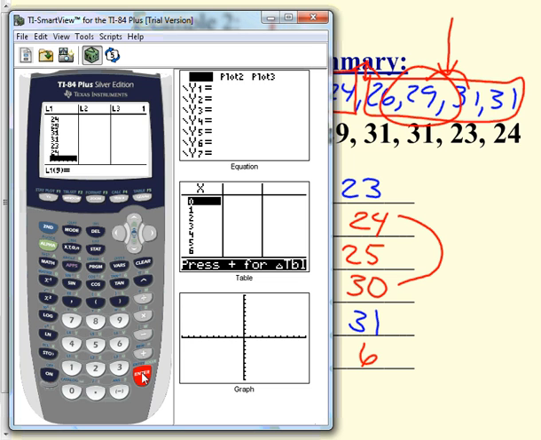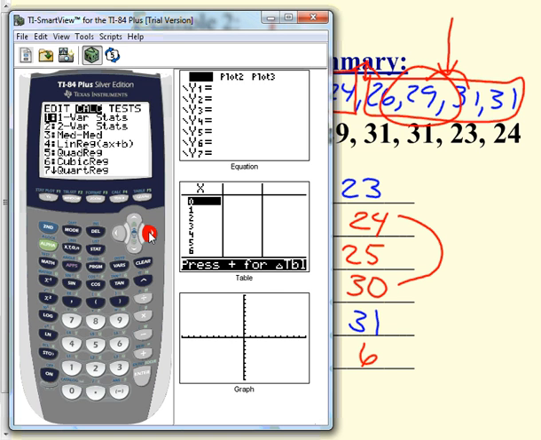Okay, now that I got all my numbers in there, here's what I can do to try to get my 5 numbers. I go under Stat again, and then I go under Calculate. I arrow over to the Calculate menu, and then One-Variable Stats, and I hit Enter.